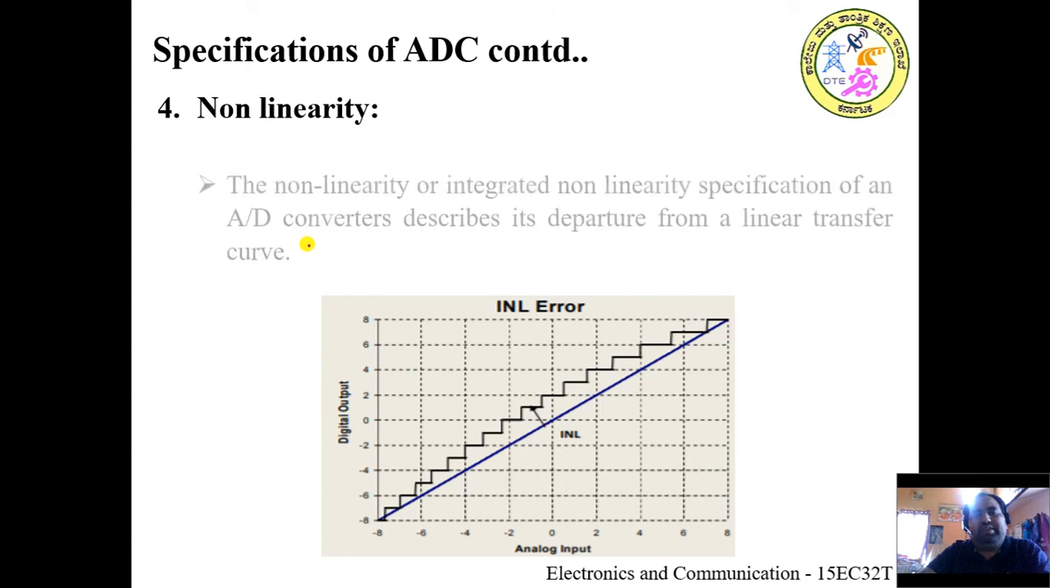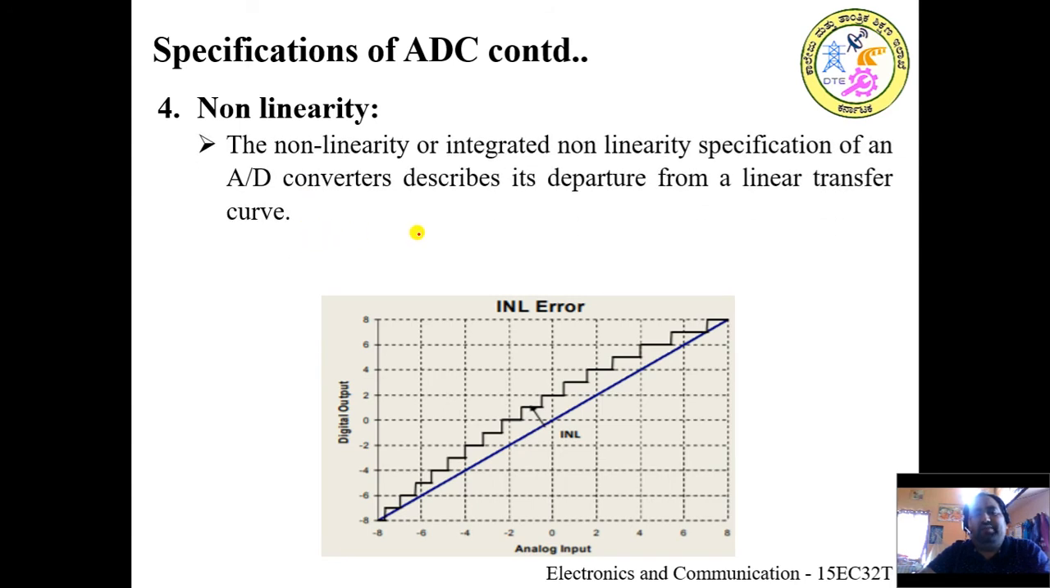And the fourth one is non-linearity, or sometimes it is also referred to as integral non-linearity, abbreviated as INL.